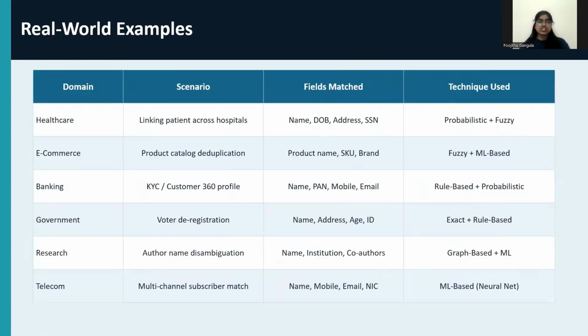Real world applications: record matching is used in many real world applications. In healthcare, it is used to match patient records. In e-commerce, it is used in product deduplication. In banking, it is used for customer verification. In government systems, it helps manage voter and citizen data. So it plays a crucial role in many industries.